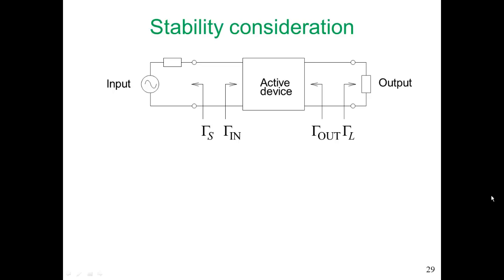The next step in amplifier design is ensuring stability. There's no point in designing an amplifier with high gain if it's going to become unstable. So consider this representation of an active device.